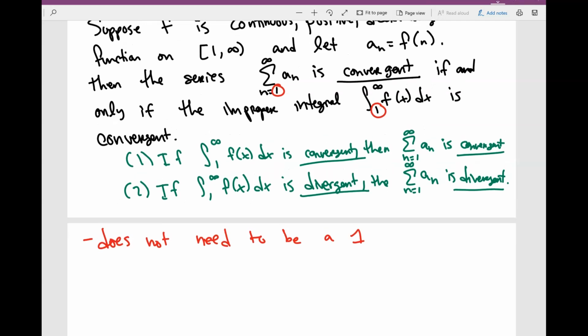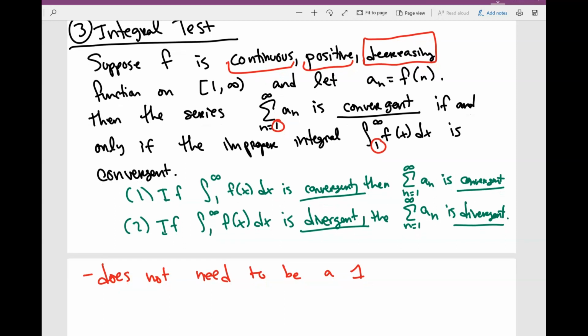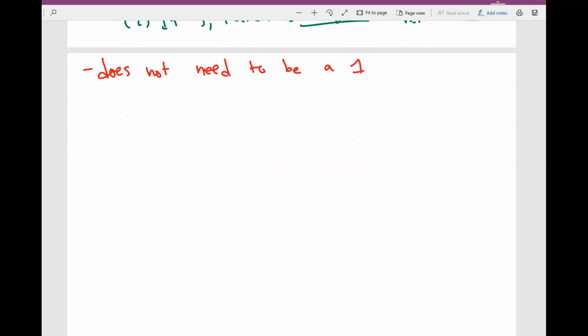Now notice that there are a couple things you have to be careful with. We need to make sure that the function is continuous, which for the most part is good. It has to be positive so it doesn't go below the x-axis, and it also has to be decreasing. If you forgot how to figure out whether something's decreasing, please go ahead and check it out. Another way is to take the first derivative and see that it's negative. If it's negative on its particular domain, then you know it's going to be decreasing. Okay, so now let's try to use the integral test on a couple problems.